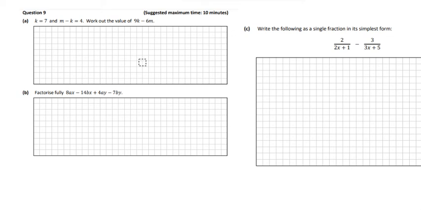Hi guys, so question 9 is algebra. The first part, A, is substitution, but it's got a little bit of a twist as well. You know that k is 7, it tells you that. And then it says that m minus k is 4. So the first job you have is to find out what m is, because you know what k is already. And you need k and you need m to put into the expression afterwards.